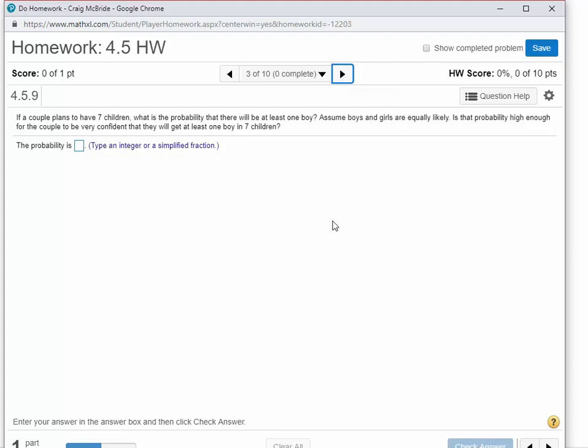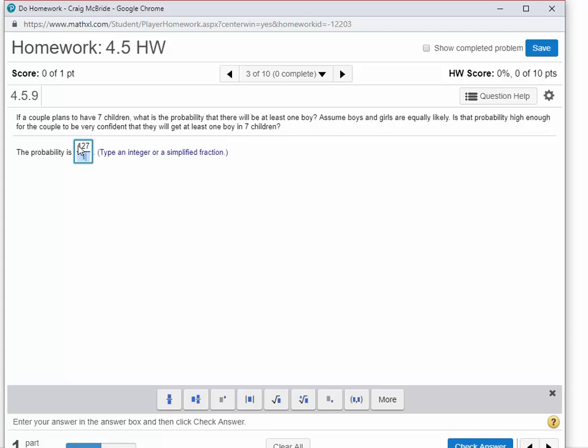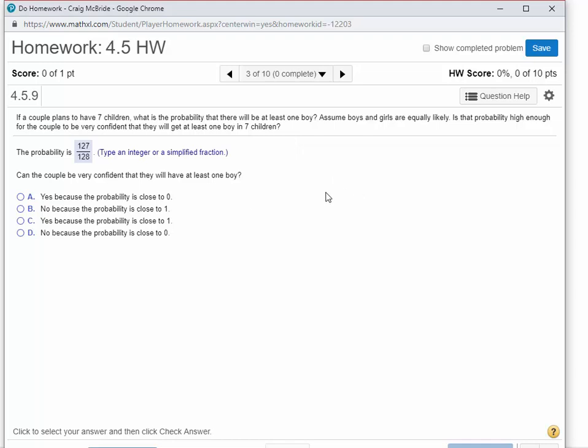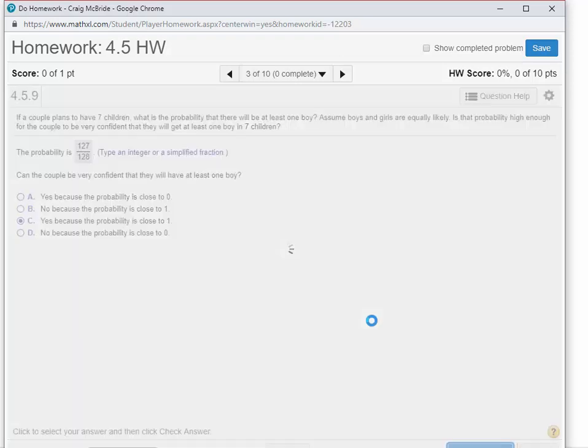So 2 to the 7th is 2, 4, 8, 16, 32, 64, 128. So that's 1 over 128. So when you subtract it, it should be 127 over 128. Okay, that easy. Can the couple be confident that they will have at least one boy? Well, yeah, because that is really close to 1. Wow. Can you tell it's Sunday?